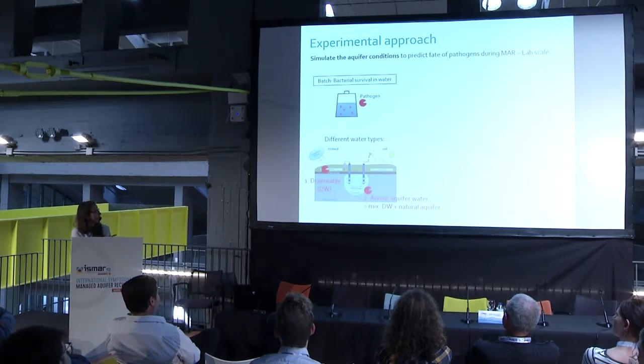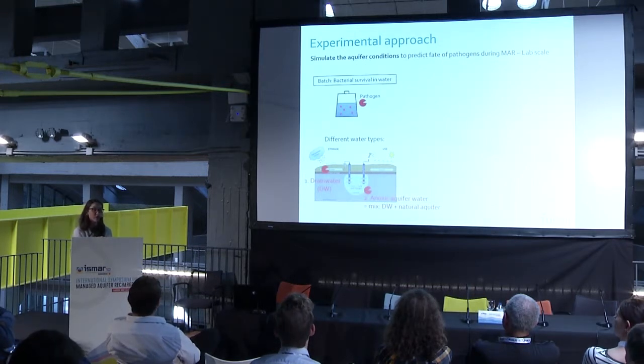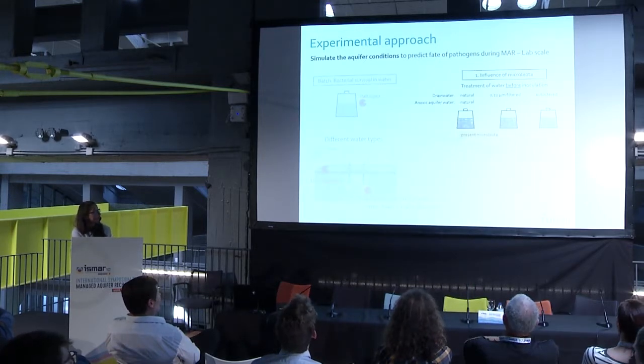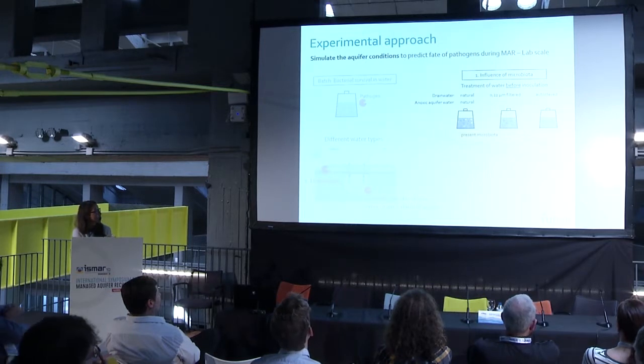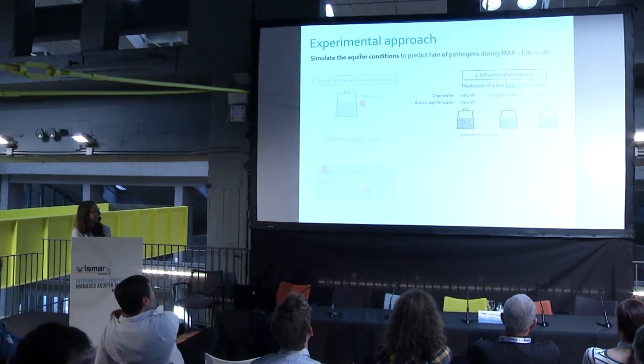In the MAR system, I have different water types. Therefore, I went to the pilot site and I collected rainwater, but also this anoxic aquifer water, which after the infiltration, of course, is kind of a mix between the drain water and the natural aquifer water, or at least this freshwater bubble that we already established. I wanted to know what is actually the influence of the microbiota that is present here and here.